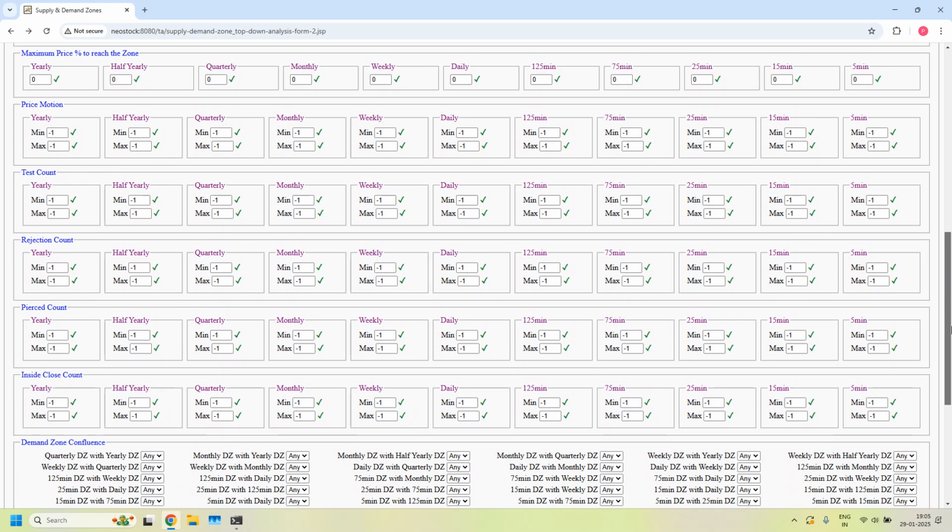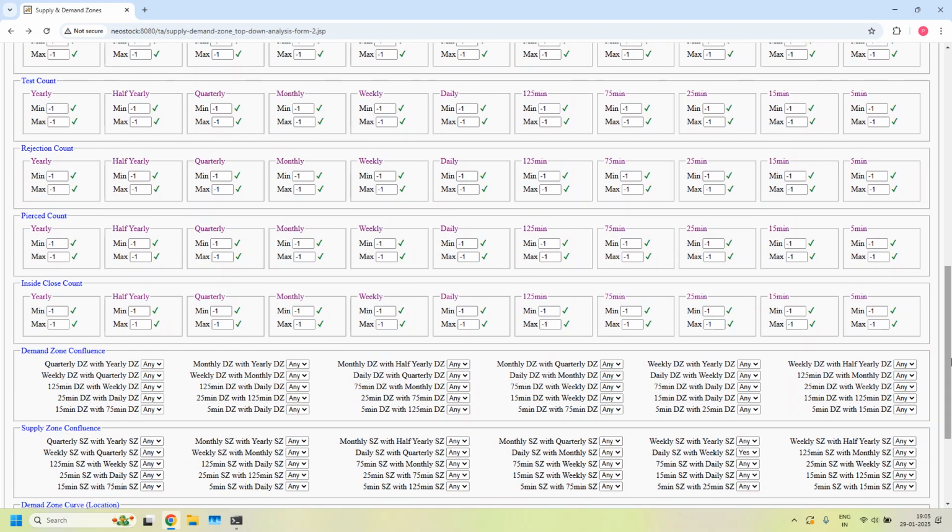So in the supply zone confluence, 3 filters we have to set. First filter is LTF and ITF zone confluence, so that is already enabled, daily and weekly. Second filter is daily supply zone with monthly supply zone confluence. Third filter is weekly supply zone with monthly supply zone confluence.